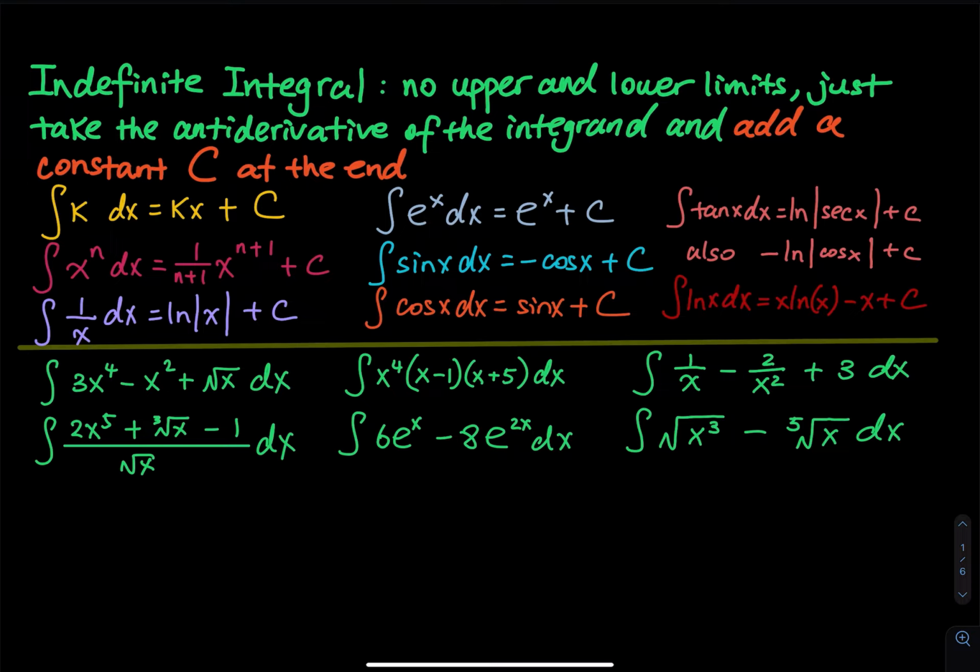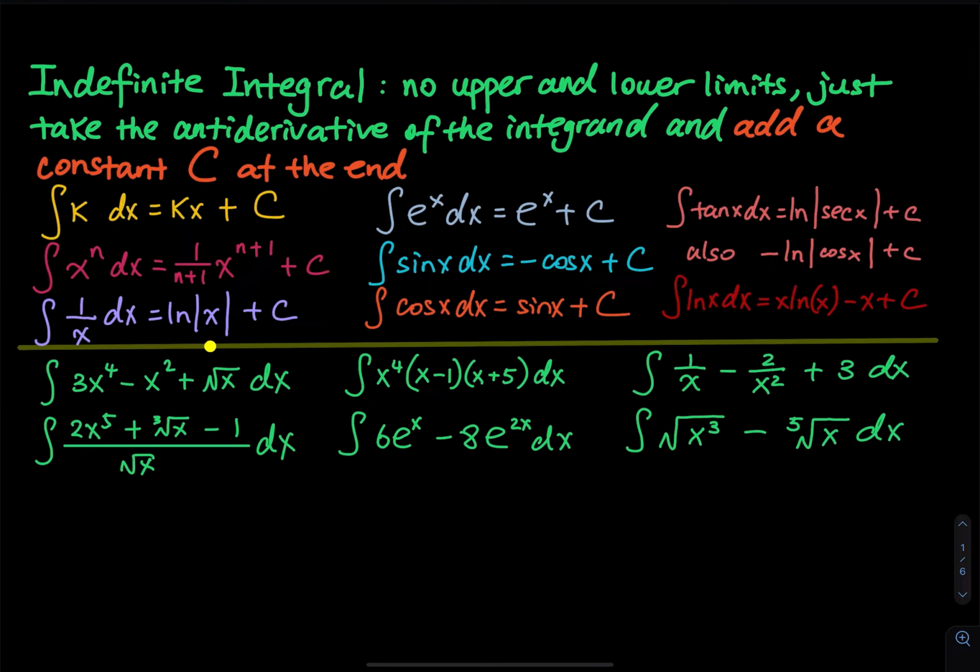And then this one is the integral of 1 over x. Don't use the power rule because you will get a 0 exponent. So when you see the integral of 1 over x, that is equal to ln of the absolute value of x. Is the absolute value optional?